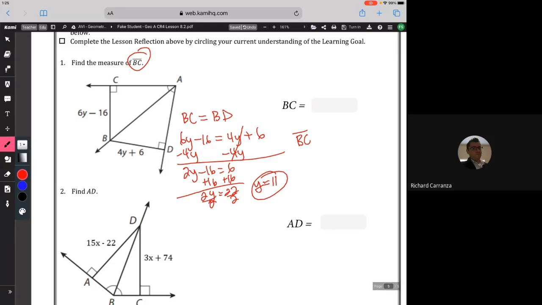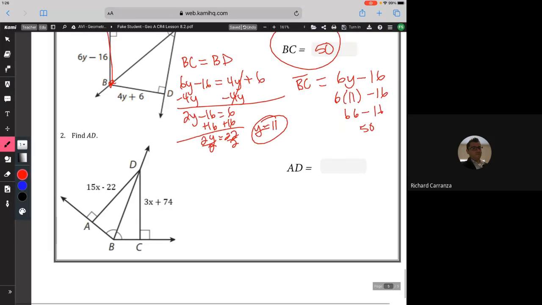So for BC, I'm going to write down the expression that BC is equal to, and then I'm going to substitute the 11 in there. 6 times 11 would give me 66. 66 minus 16 would give me 50. So then BC would be equal to 50.